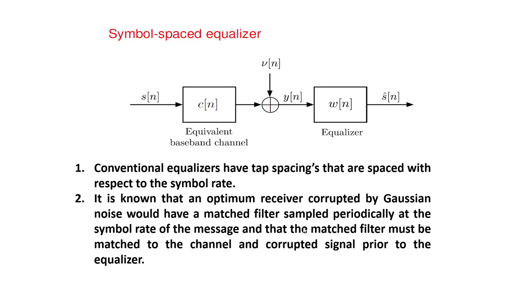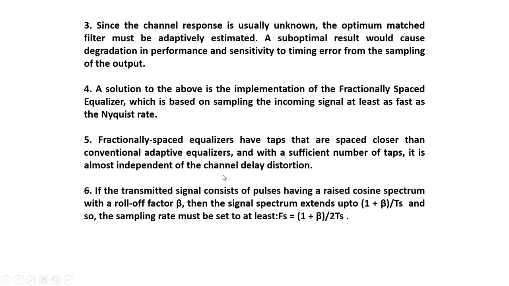Now, it is known that an optimum receiver corrupted by Gaussian noise would have a matched filter sampled periodically at the symbol rate of the message, and that the matched filter must be matched to the channel and corrupted signal. Since the channel response is usually unknown, the optimum matched filter must be adaptively estimated. A suboptimal result would cause degradation in performance and sensitivity to timing error from the sampling of the output.